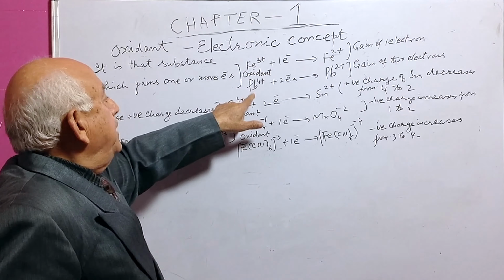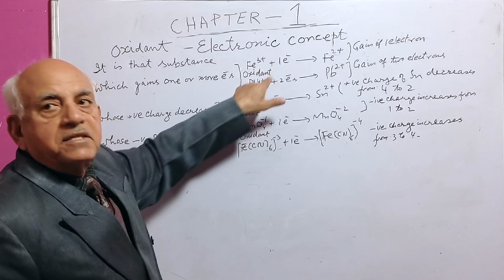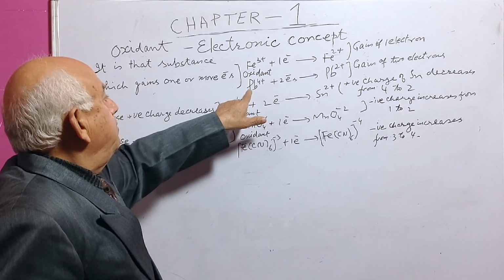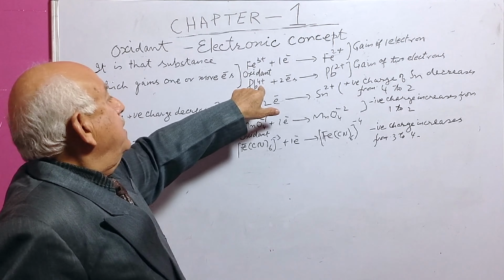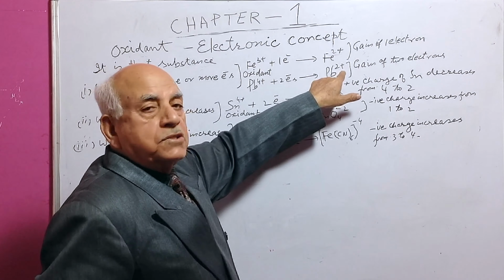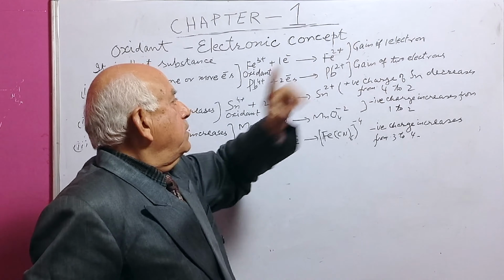Similarly, Pb4+ has gained 2 electrons. It means Pb4+ is an oxidant and it is reduced to Pb2+. It is again a gain of 2 electrons.